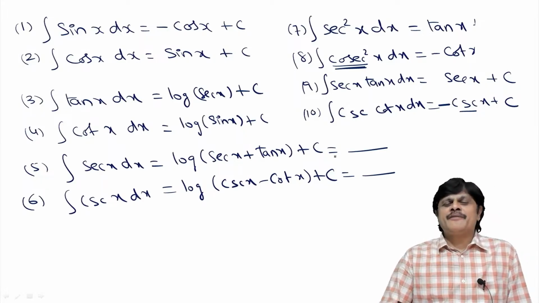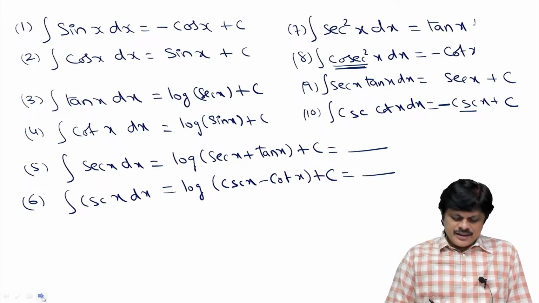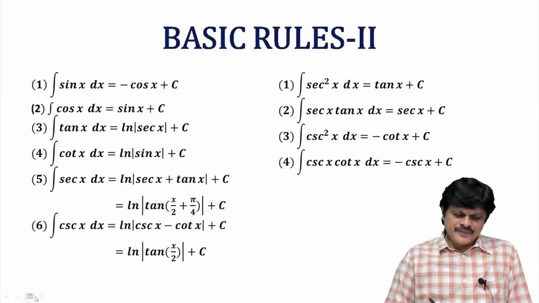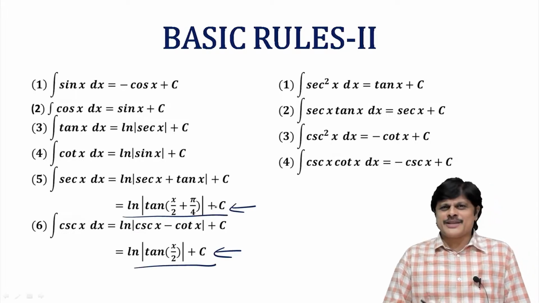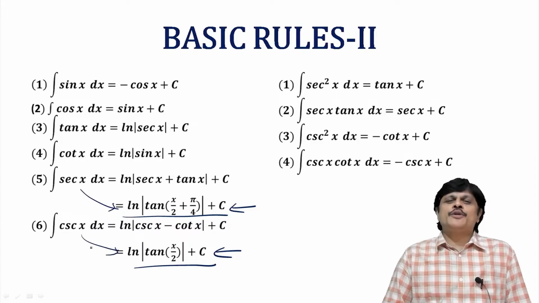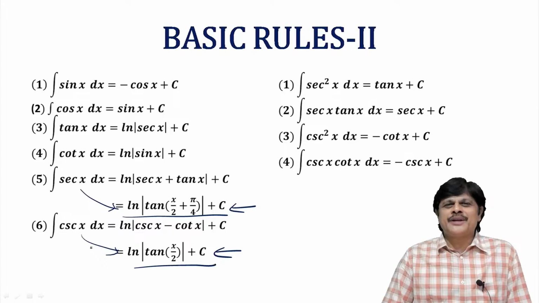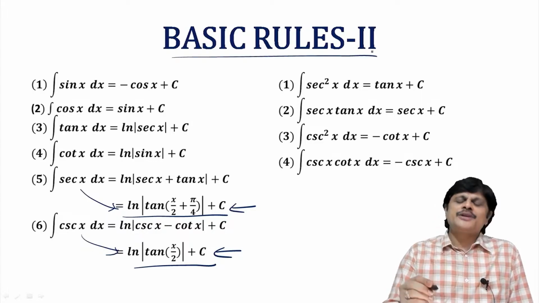Actually there is an alternative result also for this. I will explain it with the universal substitution method, a little later. This particular result I'll show you later with the universal substitution technique. Because integral of secant x can also be written in another form. To understand that, you have to know the tan x by 2 equal to t substitution. With that, sin x becomes 2t by 1 plus t square, cos x becomes 1 minus t square by 1 plus t square, and dx becomes 2 by 1 plus t square into dt. With that substitution you will get this. So these are the basic rules.